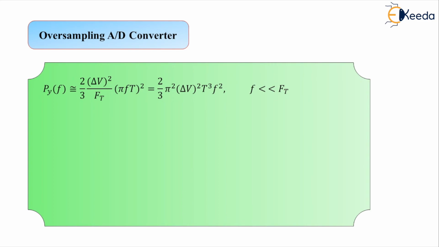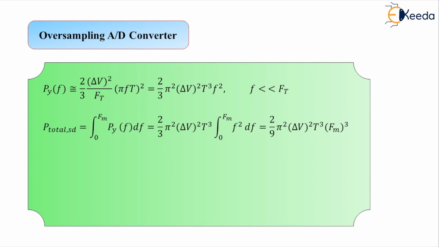Now from this particular equation, the in-band noise power of the sigma delta A to D converter can be expressed as, we write here, P suffix total comma SD, that is equal to the integral 0 to f suffix m of capital P suffix y of f into df. So this is equal to 2 divided by 3, which is further multiplied by pi square of delta V square T cube, integral 0 to fm of f square df. This is equal to 2 by 9 pi square of delta V square multiplied by T cube into fm cube here.